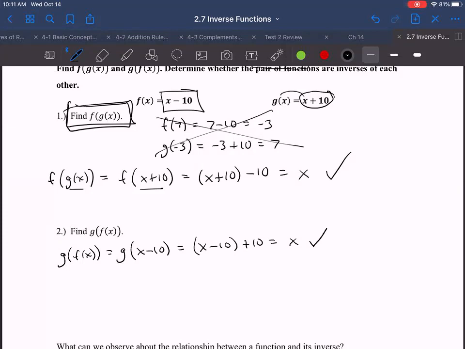All right, if they were not inverses of each other, you'd end up with something that wasn't equal to just x, and we'll see that at some point here as we go along. So let me pause and see if we have any questions at this point.